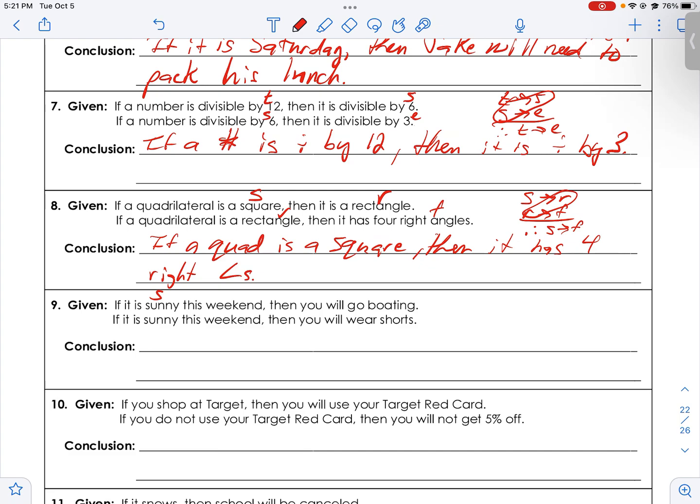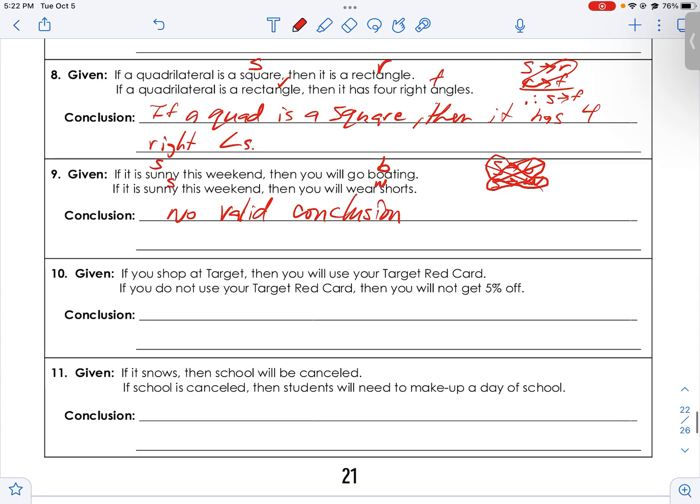Let's check out number 9. If it's sunny, S, then you will go boating, B. If it is sunny, then you will wear shorts, W. So if it's S, then it's B. If it's S, then it's W. I need a diagonal link, but I don't got one. I need another diagonal link, but I don't got one. Nothing. No valid conclusion. You can't take the fronts of two things and call them a link. It has to be diagonal. It has to be the end of one is the beginning of the other.